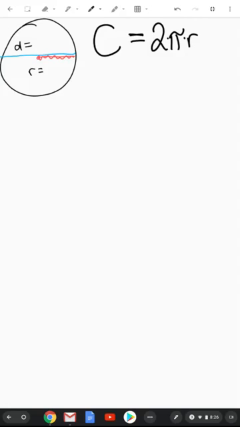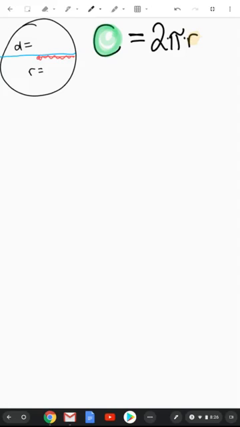So in some of the problems today, instead of being given the radius, you're going to be given the circumference, and you're going to have to find the radius. So let me show you what that looks like, because it's actually easier than it looks.